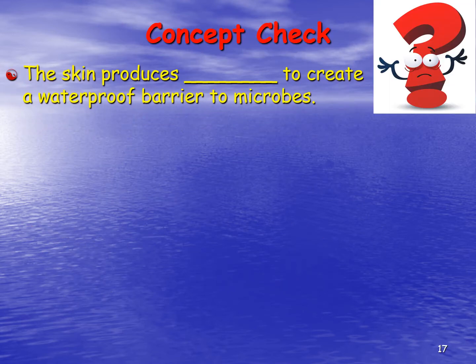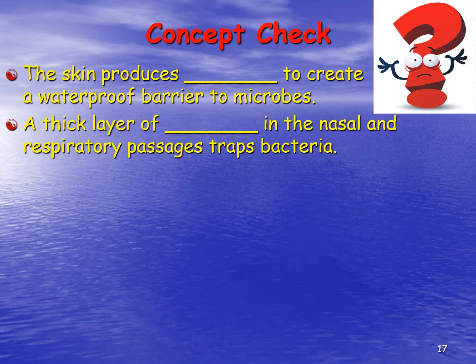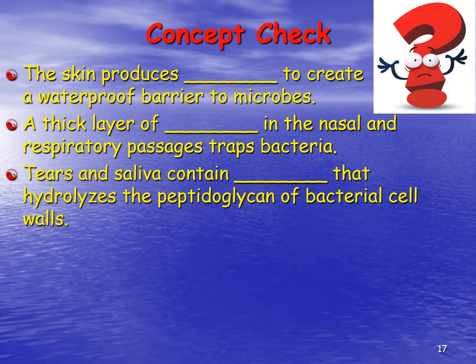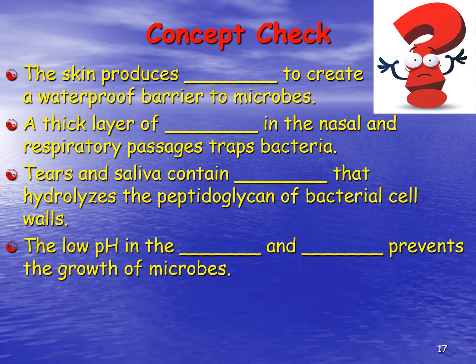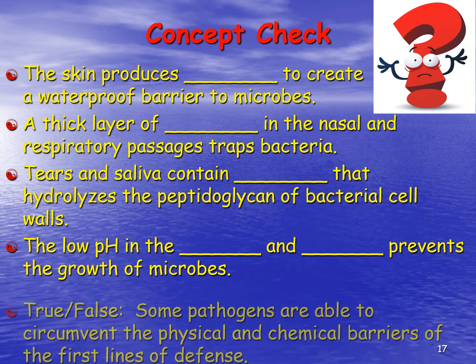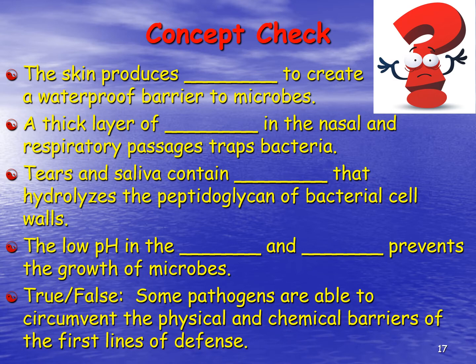So, the skin produces what to create a waterproof barrier to microbes? A thick layer of what is found in the nasal and respiratory passages that will trap bacteria and other microbes? Tears and saliva can contain something that would hydrolyze the peptidoglycan of the gram-positive cell wall. And the low pH in both the blank and the blank prevents the growth of microbes within those areas. And true or false, some pathogens are able to circumvent the physical and biochemical barriers of the first lines of defense.